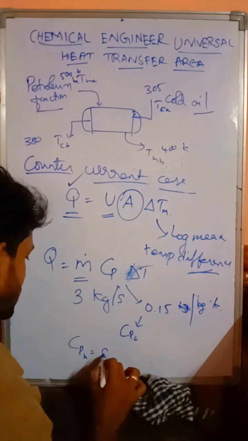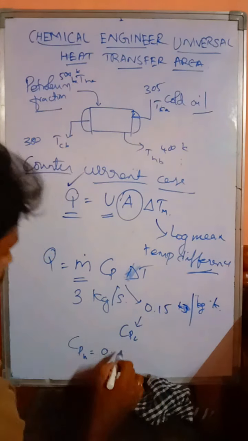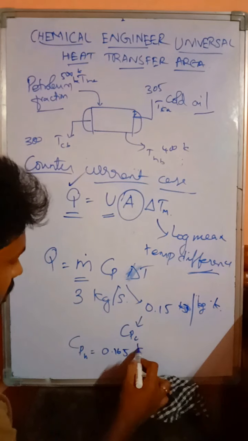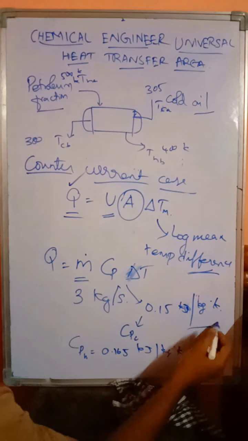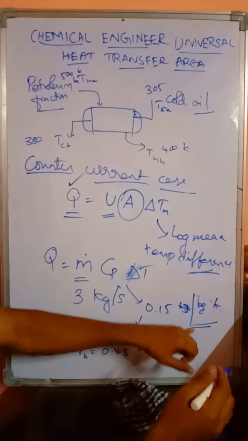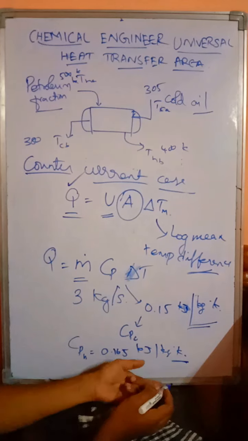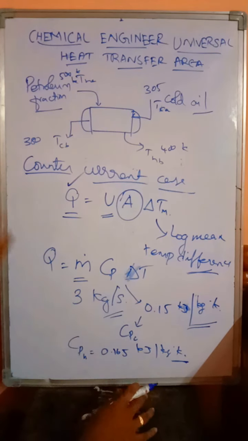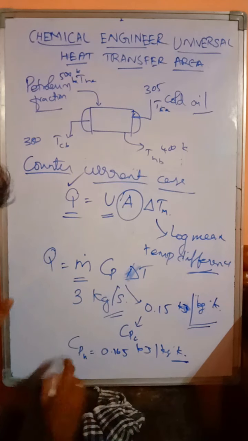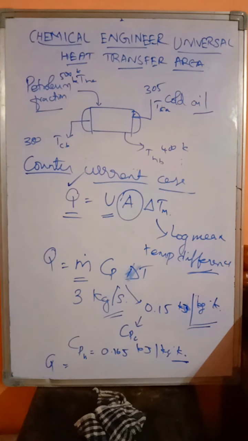The available data we have is 0.165 kilojoule per kilogram degree Kelvin. So be careful with the units. If you change the units, the output you will get will always be wrong. So just be careful with the units. Based on this, you can find out Q. Just apply the values.